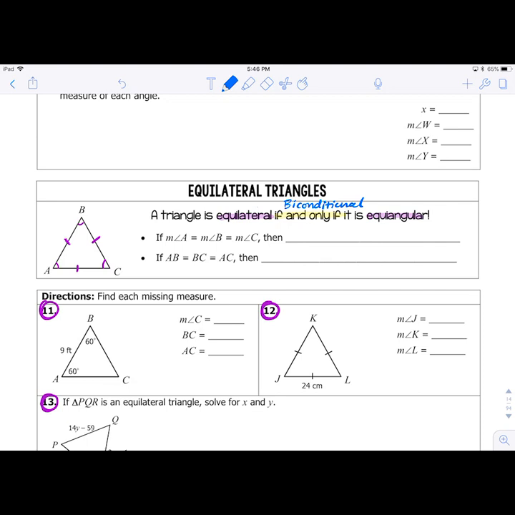If the measure of angle A is equal to the measure of angle B and the measure of angle C, okay, yeah, we got it. Then we know that AB will equal BC will equal AC. And vice versa, because remember, a biconditional, we could write back and forth. If we know the sides are congruent, then we know that the measures of the angles will all be equal to each other.